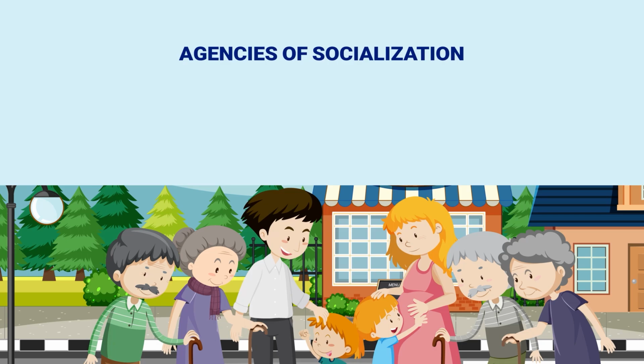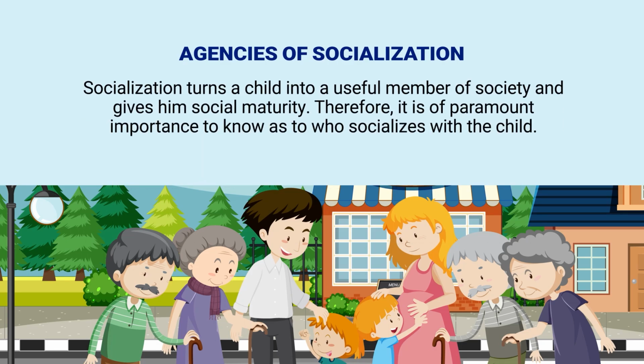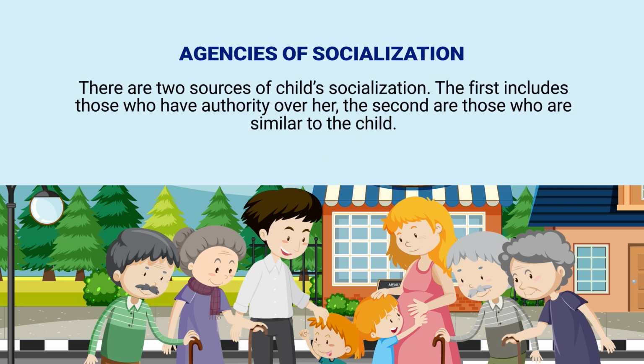Agencies of socialization. Socialization turns a child into a useful member of society and gives him social maturity. In this process, a few agencies play a vital role in socialization. Therefore, it is of paramount importance to know who socializes the child. There are two sources of child socialization.